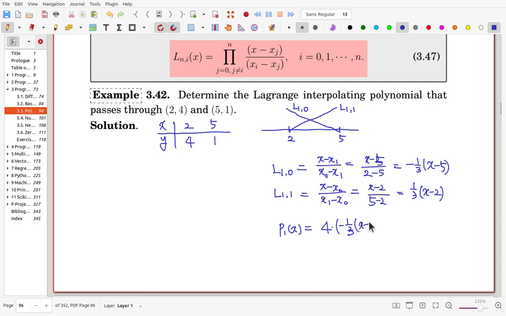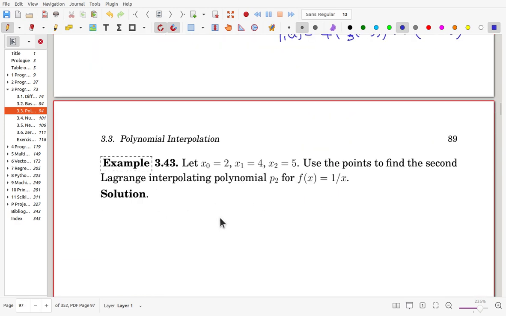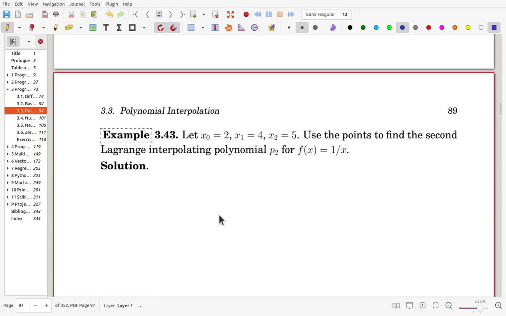Now x minus 5. And plus 1 times 1/3 x minus 2. Okay, that's the final answer. You may simplify the result, but anyway, this is the final answer. Okay, let's try to do one more here.